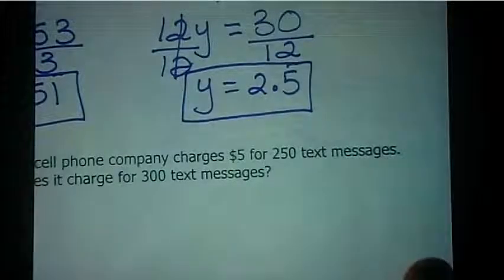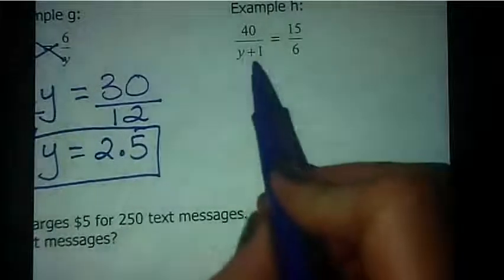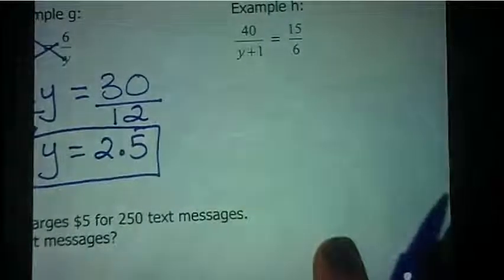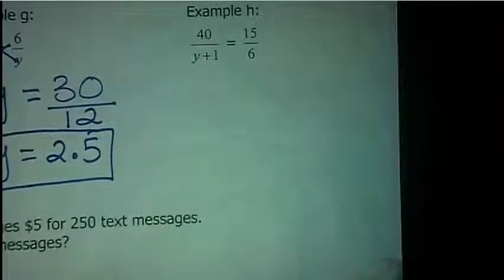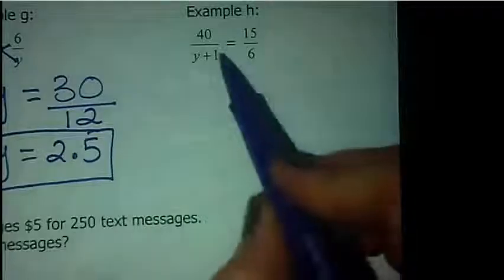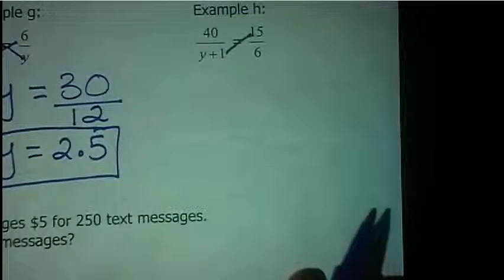Alright, this next one's a doozy. Get ready. Buckle up. 40 over y plus 1 is proportional to 15/6. We're going to use cross products again. I want to take 15 and multiply it by y plus 1.